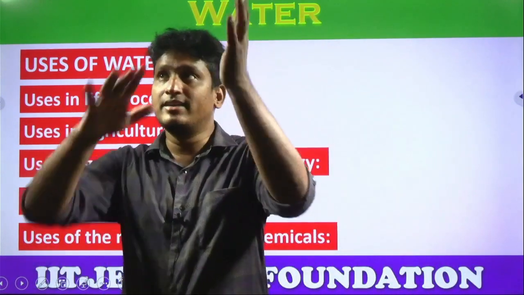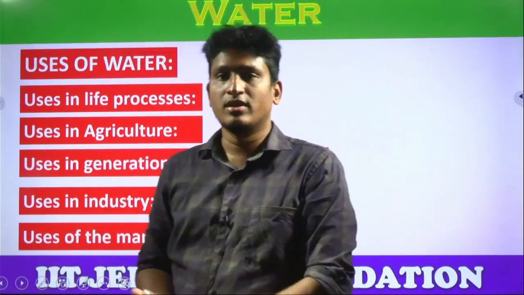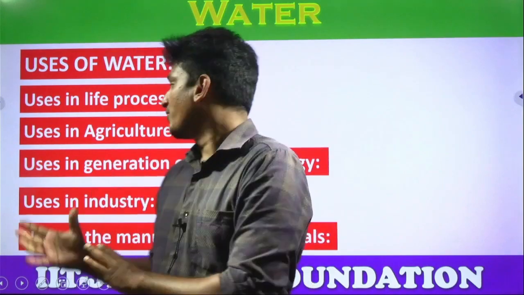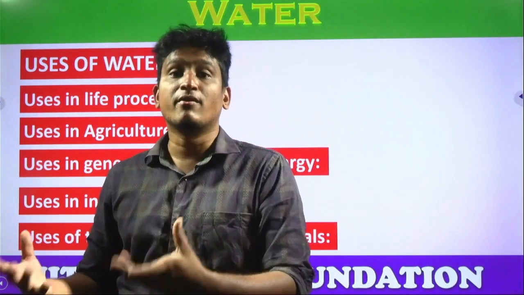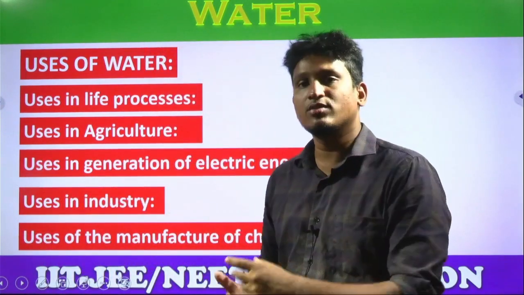Used in the generation of electricity, right? Have you seen the big dams? Near there is a coil of copper called a dynamo, where mechanical energy is converted into electrical energy. For power generation, this is also called hydro power, students, the power which comes out of H2O. So for electricity generation also we use water.